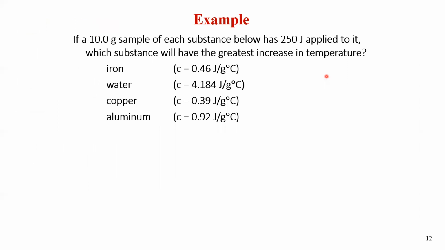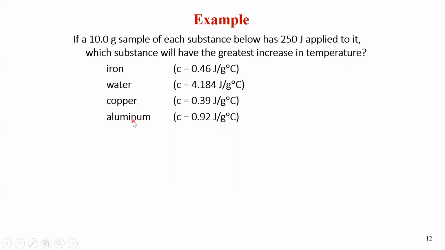So this is a conceptual problem. I don't want you to do any calculating, okay? We have a 10-gram sample of each of these substances: 10 grams of iron, 10 grams of water, 10 grams of copper, 10 grams of aluminum. To each of these substances, we're going to apply 250 joules of energy. That's going to cause the temperature to go up. When a substance absorbs energy from the surroundings, the temperature goes up.